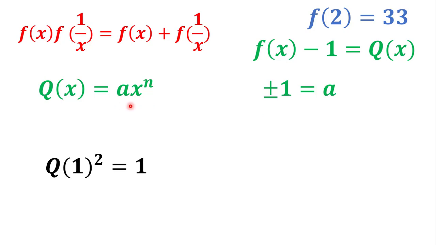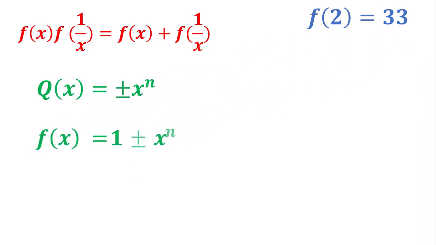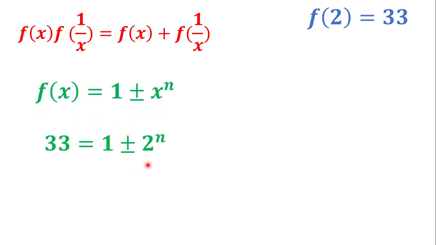So q of x equals plus or minus x to the power n, and f of x is equal to 1 plus or minus x to the power n. Now we need to find the value of n. We have f of 2 equal 33, and if we replace x by 2 in this equation, we're going to get 33 equals 1 plus or minus 2 to the power n. By moving 1 to the left hand side, we're going to get 32 equals plus or minus 2 to the power n.